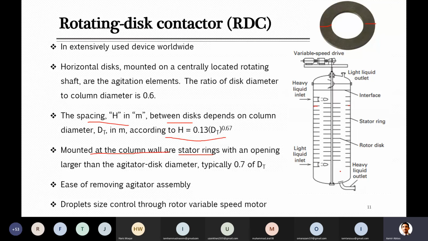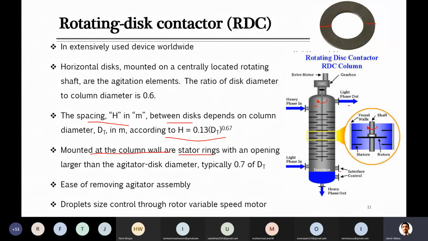In this case, this is easy to control, because we can just control the speed of this equipment. Here is another detailed diagram about this.